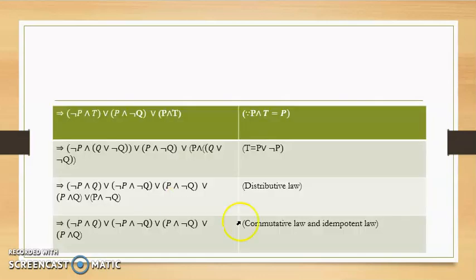Next, we should take the commutative law and idempotent law. Here we can rearrange. Are there any repeated elements here? Yes. The third one and last one are repeated. We can take any one, and the other values are different. So we write not P and Q or not P and not Q or P and not Q or P and Q. So it is nothing but the sum of min terms. So this is the last step and this is the required PDNF.